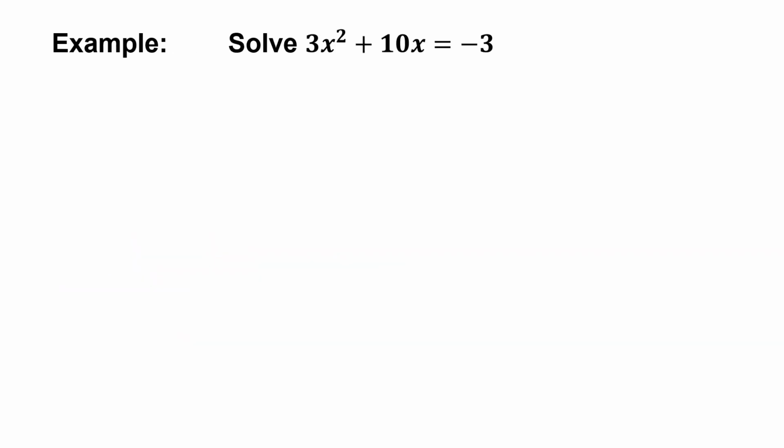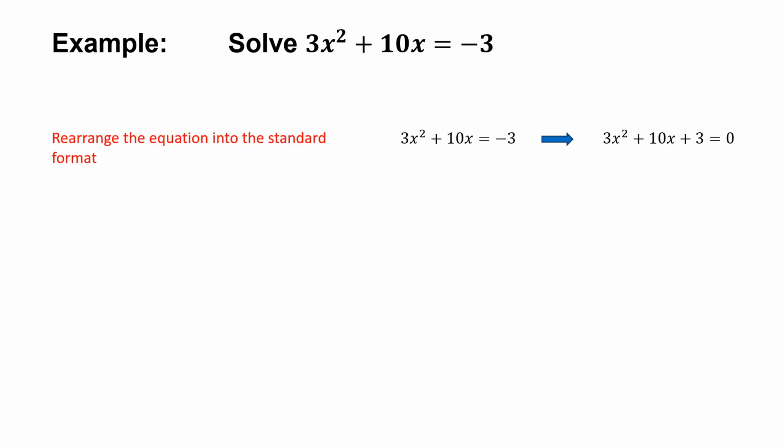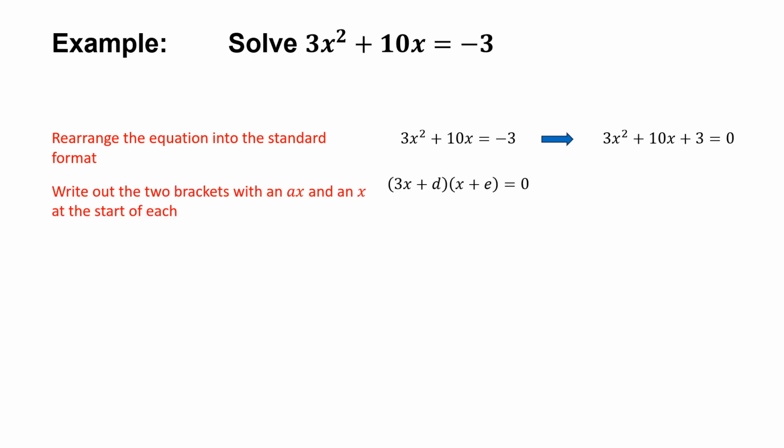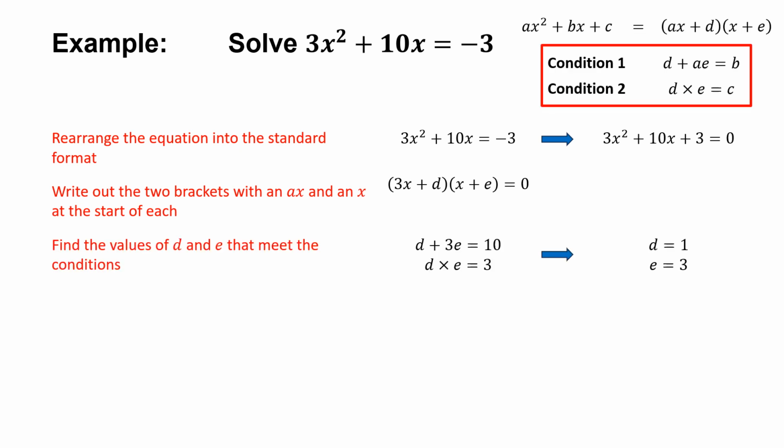So again, I think the best way to try and understand this is to run through an example. So we have 3x squared plus 10x equals minus 3. So we're going to rearrange this to start. To get this into the standard format, where we have it set equal to 0, we're going to need to move this minus 3 across as a plus 3. We now have our brackets, which are going to be, as we said, ax plus d times x plus e. So in this case, our a term is 3. So we have 3x plus d times x plus e is equal to 0.